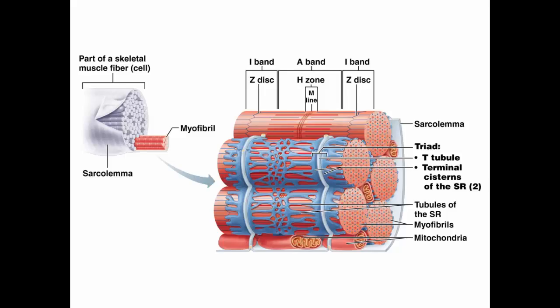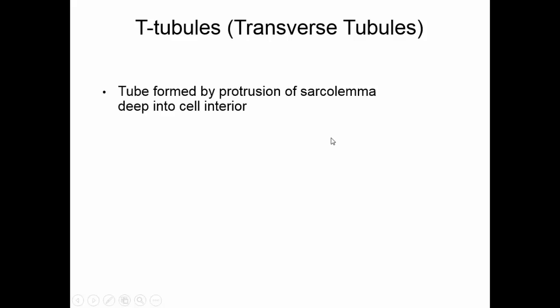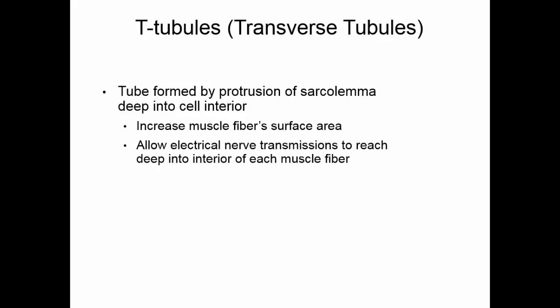So as we look at the sarcoplasmic reticulum, here we see it running around each myofibril, and you can see periodically it makes these channels. It kind of pools together and it makes these channels. The T-tubules, or the transverse tubules, are a tube that's formed by the sarcolemma protruding into the cell interior, very deep into cell interior. This helps increase the muscle fiber's surface area, and it allows the electrical nerve transmissions to reach deep into the interior of each muscle fiber.